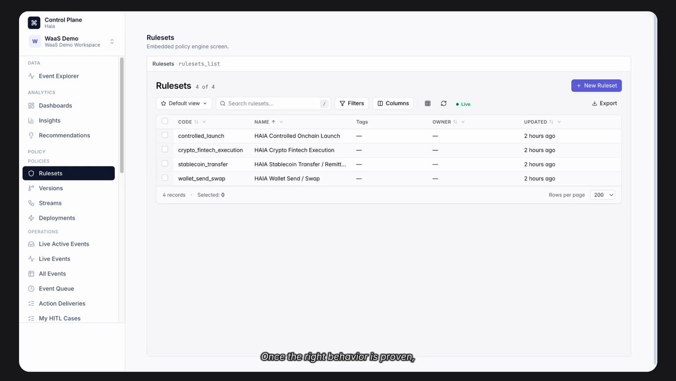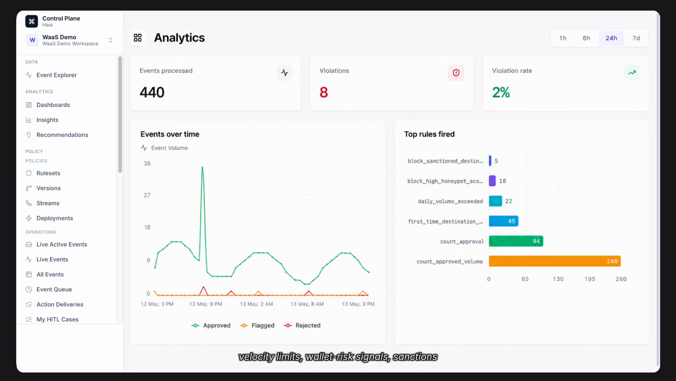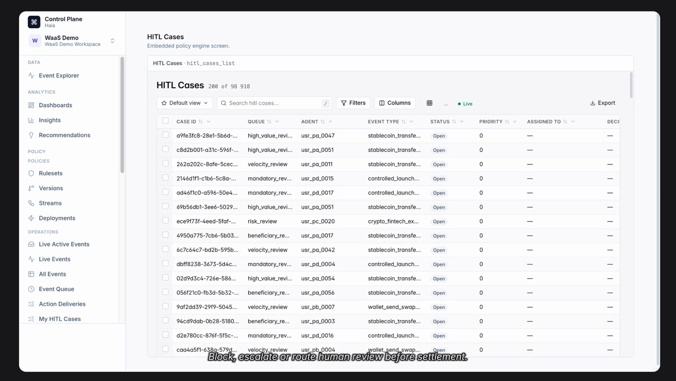Once the right behavior is proven, turn it into policy. Define rules for approvals, velocity limits, wallet risk signals, sanctions, screening outputs, and operational thresholds. Block, escalate, or route human review before settlement.